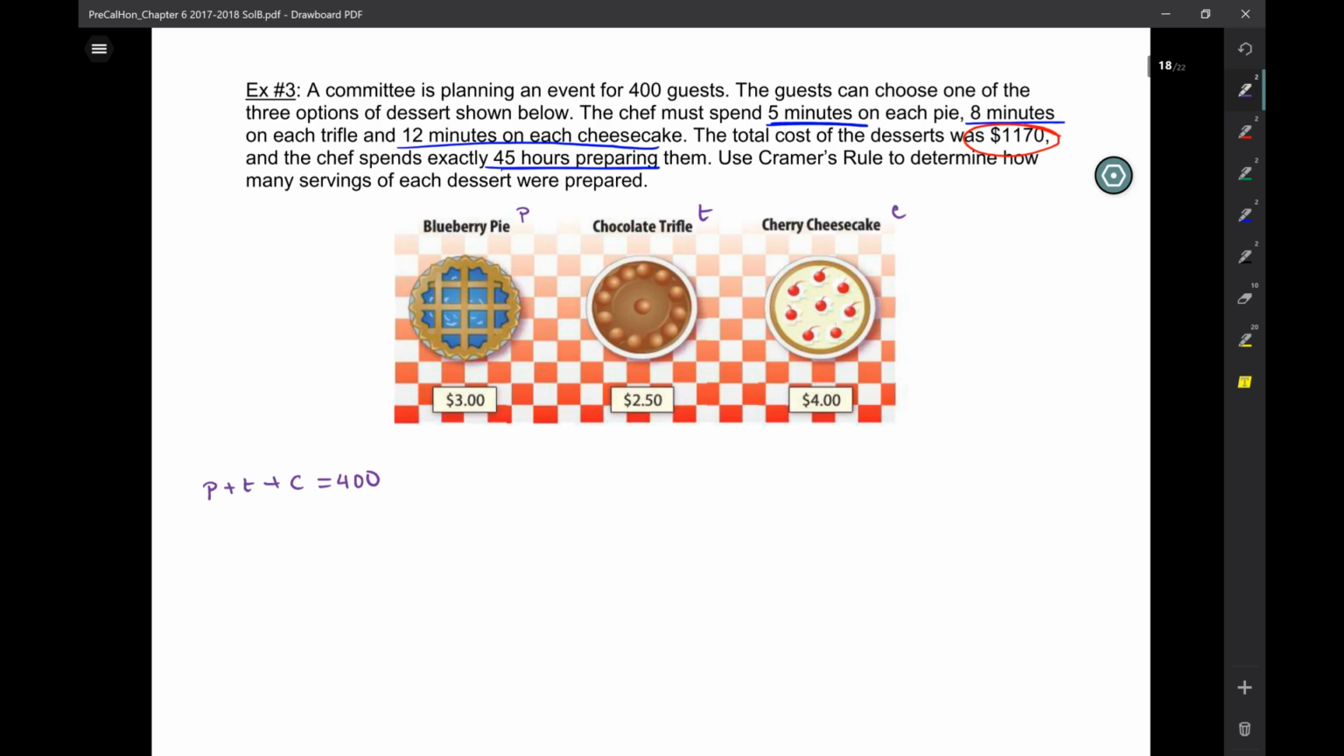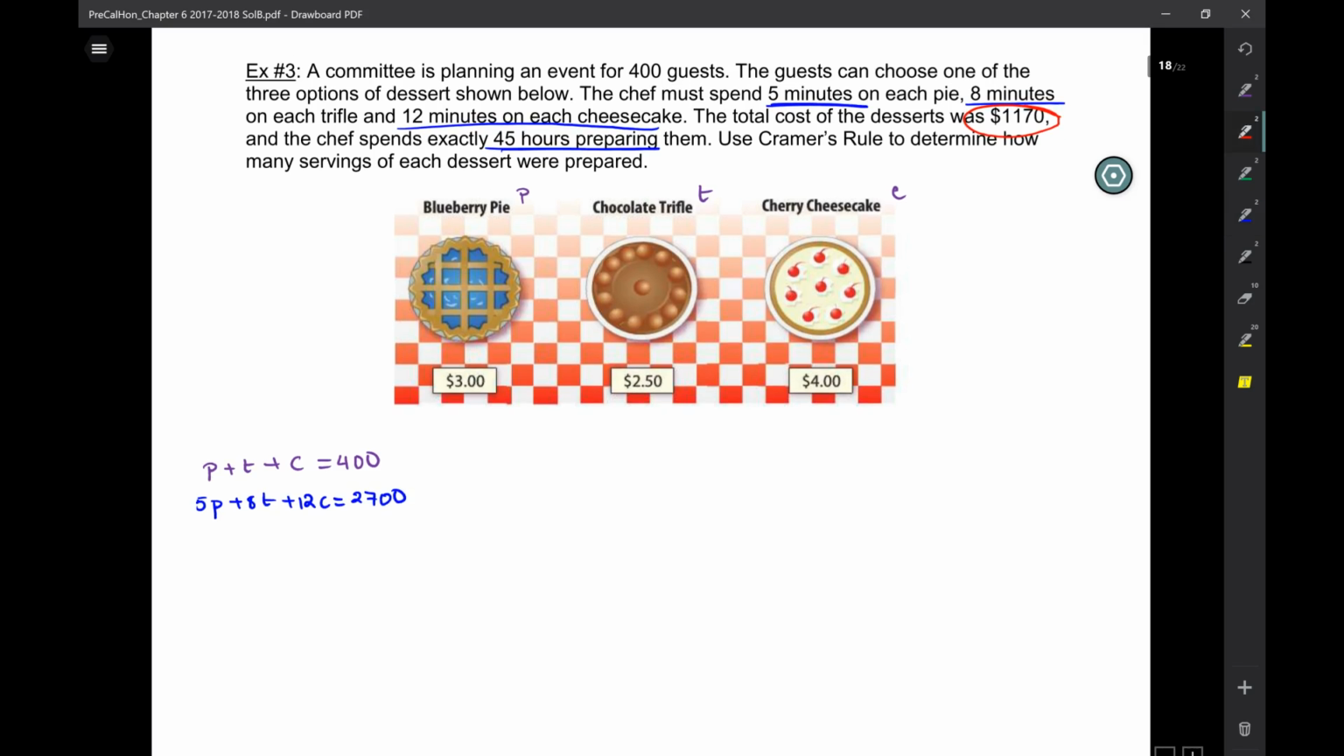So all the blue there is the time spent on, total and each of them. So he spent 5 minutes on each pie, 8 on each trifle, and 12 on each cheesecake for a total of how many minutes? 2,700 minutes of his life spent on this. 45 hours, 45 hours. He's getting paid a pretty penny, I'm hoping.